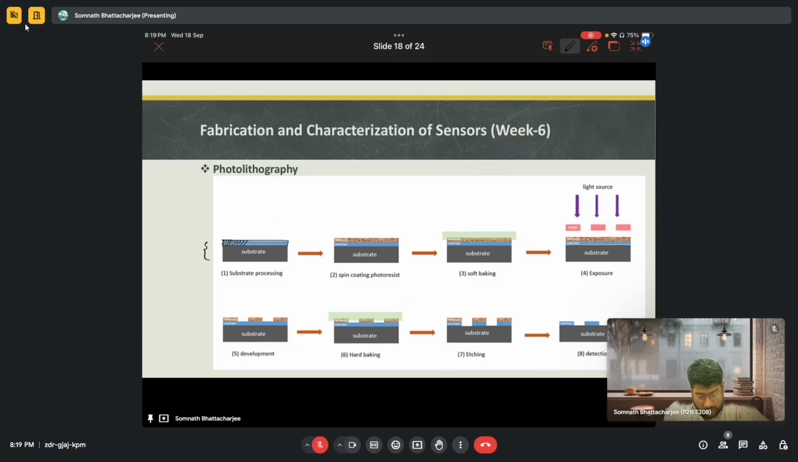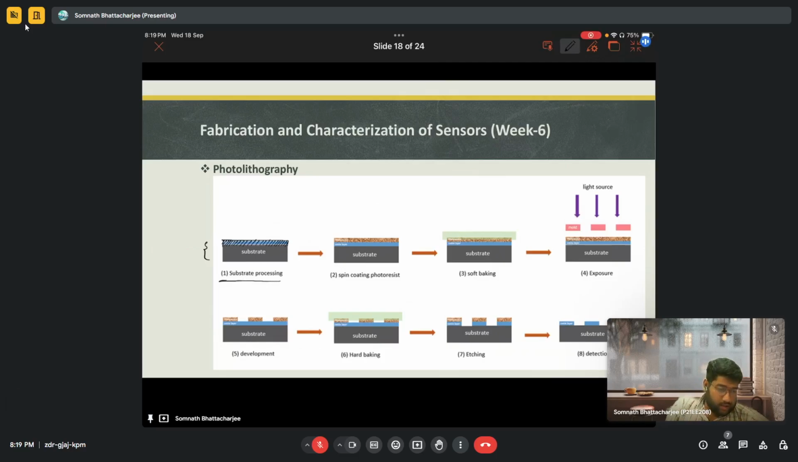We have a metal layer deposited on top of this substrate. Now, the first step is to process the substrate. How do we process the substrate?